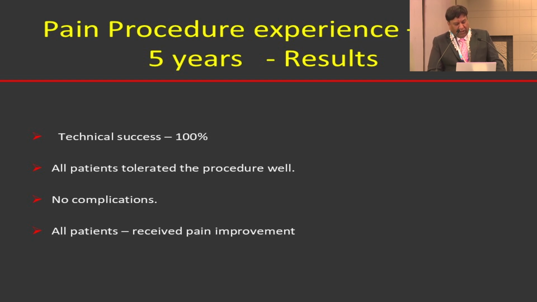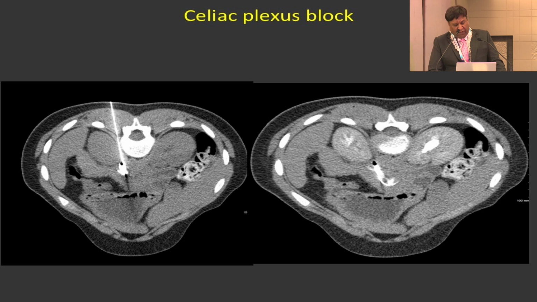This one quick case I'll show, a celiac plexus block. We use a single needle technique. Some people use a double needle technique. After we go across the celiac axis, we inject contrast and make sure the contrast is spreading across the celiac axis, and then inject 15 to 20 ml of absolute alcohol.